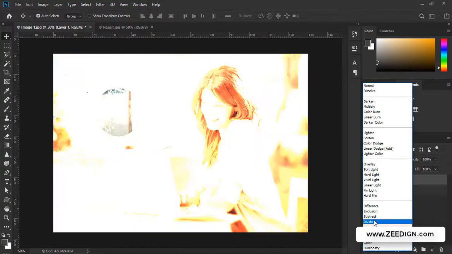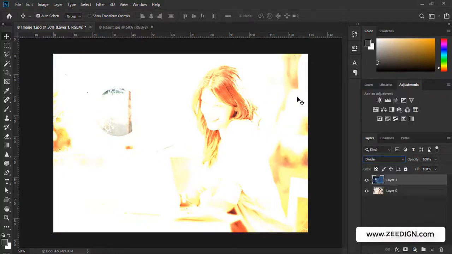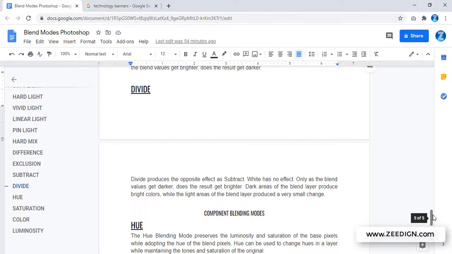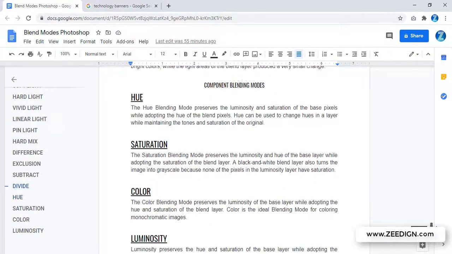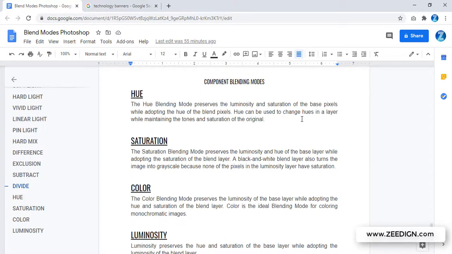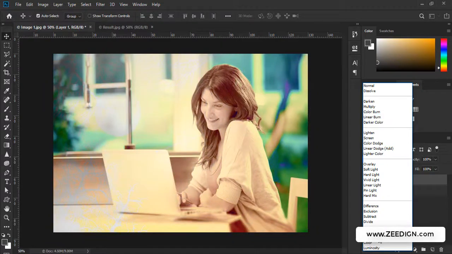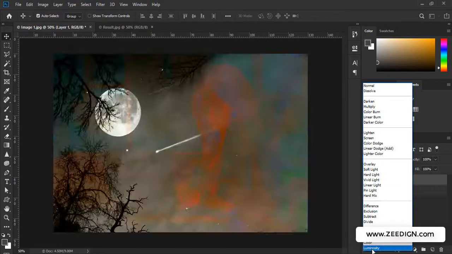Here it was darker, and here it's a lot brighter. So that's how it goes, and that's what it says. Now we are left with the last category, which is component blending modes. I think we are going to play with colors now, because we have saturation, color, luminosity, hue. These settings are also available in the adjustment layers, but I will cover that in some other tutorial. So this is hue, saturation, color, luminosity.